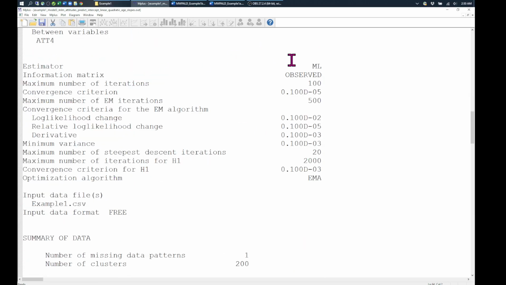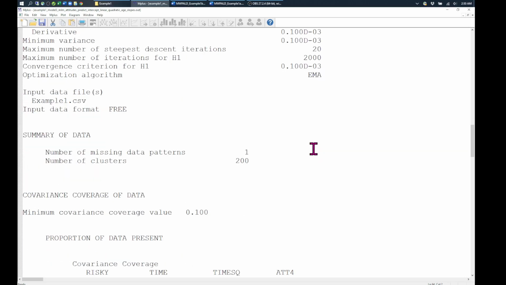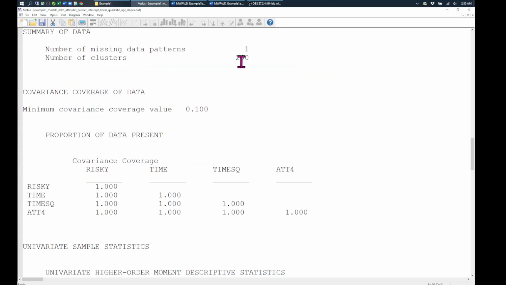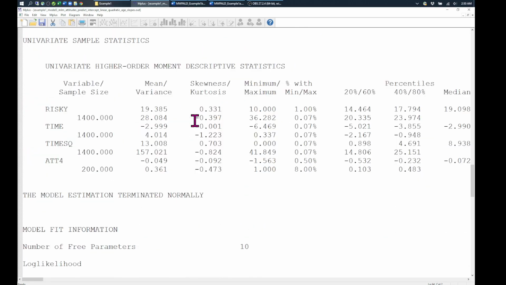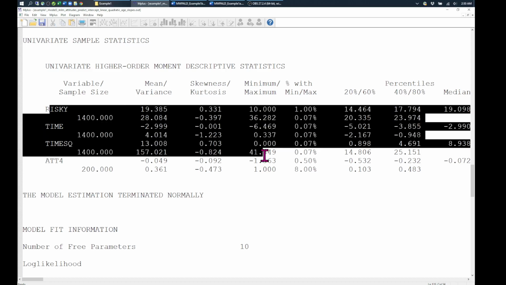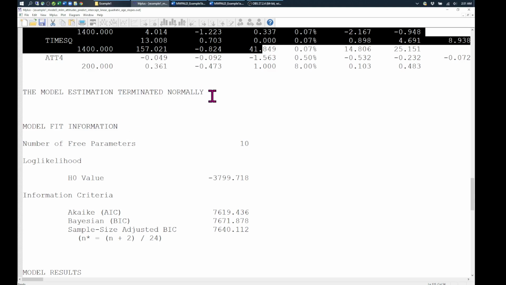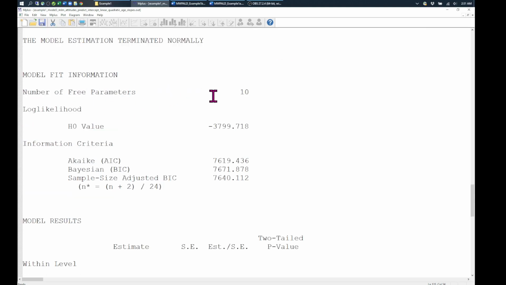Then it gives you all of the options that are default in terms of the estimation and the convergence criteria and such. Summarizes missing data patterns if you have them. We don't have any missing data. Gives you descriptive statistics for all of your variables. This is useful to make sure that it understood how to read your data correctly. This is the first place I would go if your model looks crazy. Make sure that it understood which column is which. And then another magic phrase, estimation terminated normally. That's always good to know.